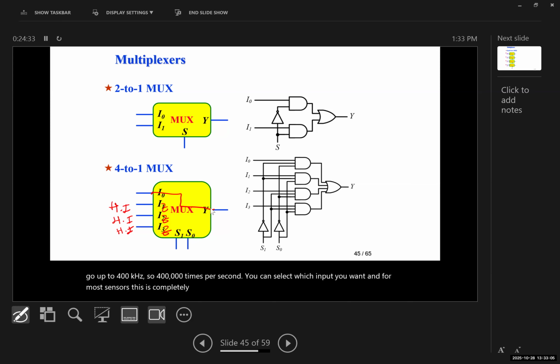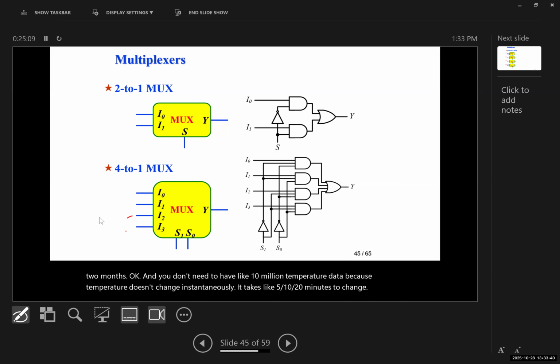As mentioned, we even deliberately put an interval between measuring temperature, because if I measure temperature every half a second, it's going to drain my battery much faster. So usually we ask the Arduino to measure the temperature every minute or every 10 or 20 minutes, because then it's going to go into sleep mode, and the battery, instead of lasting a day, is going to last 2 months. Okay, and you don't need to have 10 million temperature data points, because the temperature doesn't change instantaneously. It takes like 5, 10, 20 minutes to change. Okay, so again, the frequency of changing this select point is pretty high.